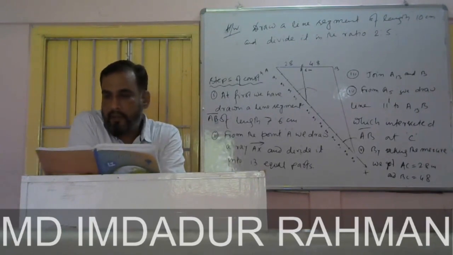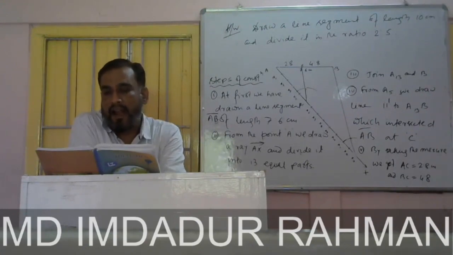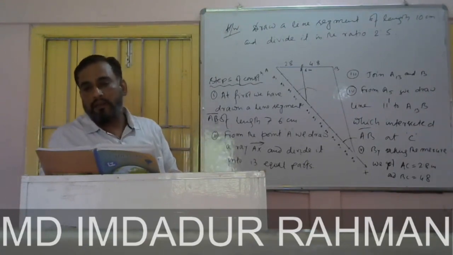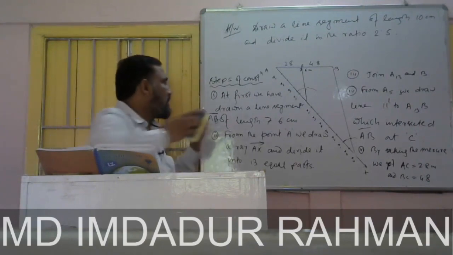Now question number 2. Construct a triangle of side 4 centimeter, 5 centimeter and 6 centimeter and then a triangle similar to it whose sides are 2/3 of the corresponding sides of the first triangle.